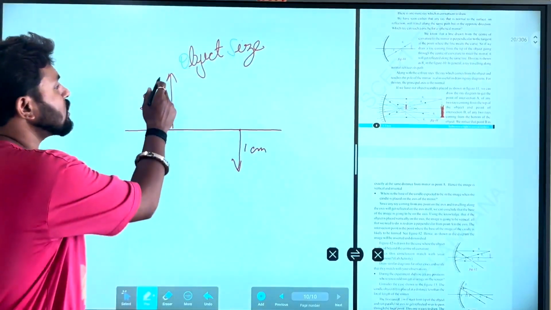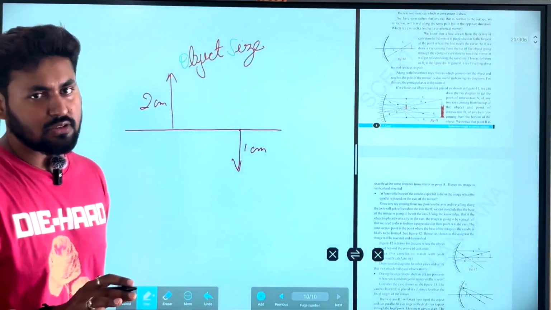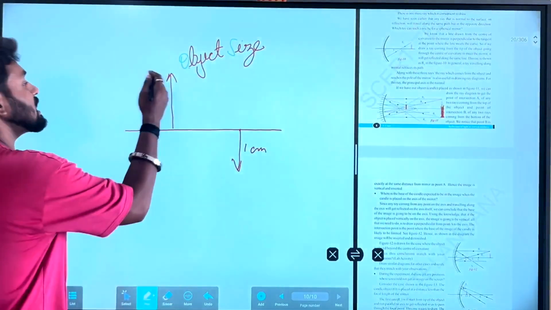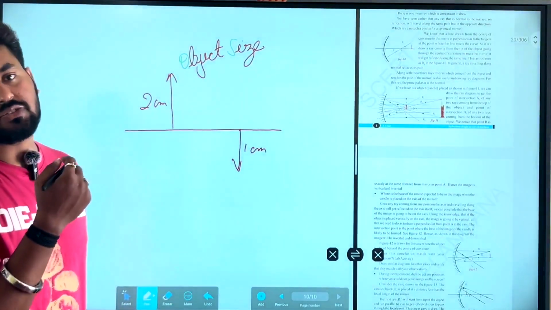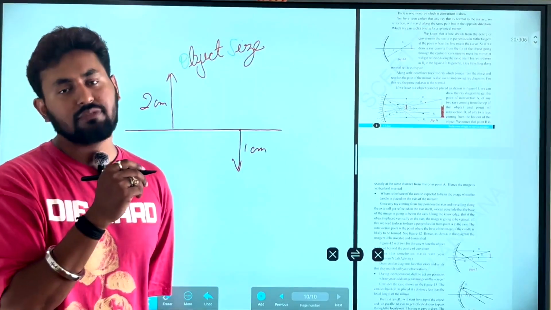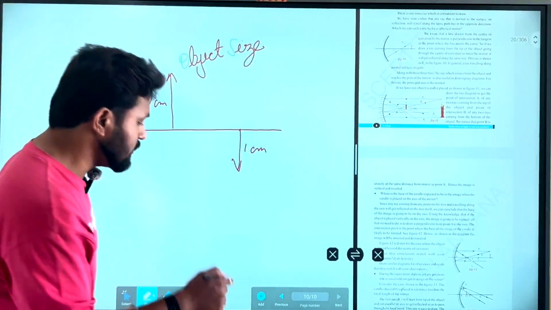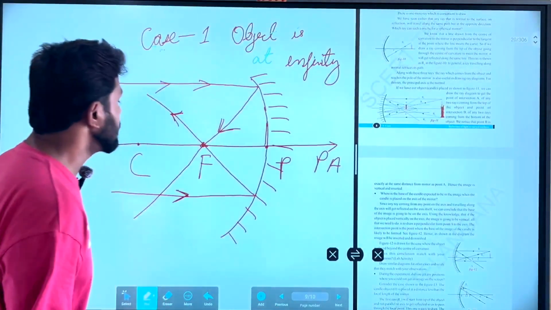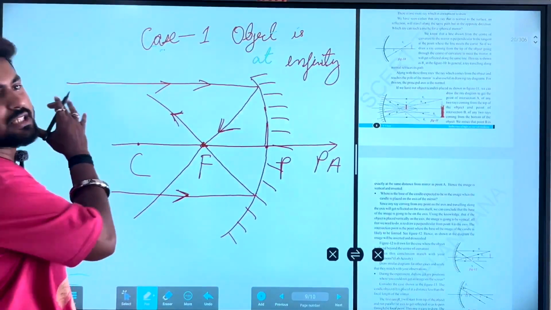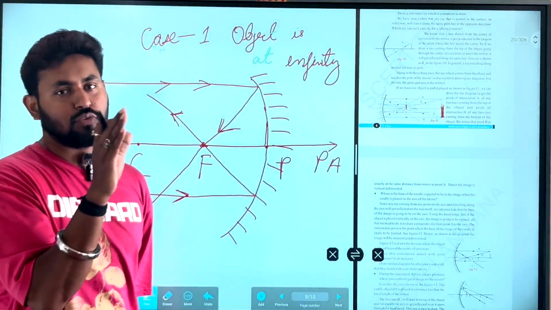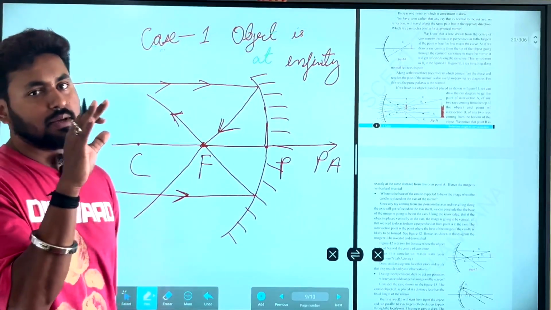Now, whenever it is of the same size, we call it the same size. Whenever the image is greater than the object size, then we call it enlarged. Now over here, the object is at infinity. You don't know where it is, but it will have some size.